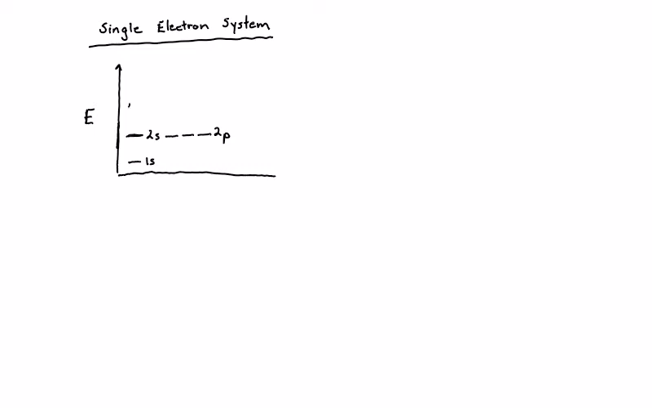Okay, next up from there is going to be the 3s orbital, which is going to have the same energy as the 3p and the same as the 3d with its 5 suborbitals. Okay, and then from there we get to the 4s, okay, which, as you can imagine, is going to have the same energy as the 4p and the 4d and the 4f.